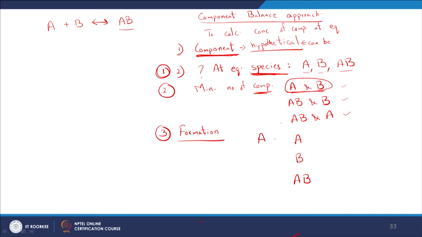I need one block of A to form one compound A. I need one block of building component B to be able to form one block of B, and similarly I need one block of A and one block of B to be able to form the compound AB. The choice of the components in this case was component A and component B. We are not looking at these particular combinations though. So this is what we have as the formation equations. Keep in mind that these are not chemical equations.